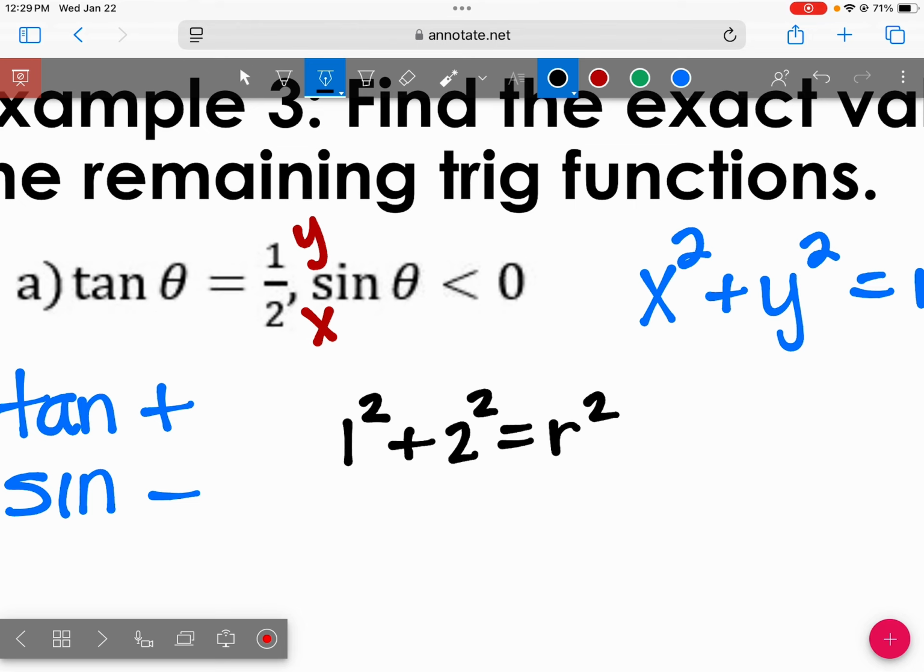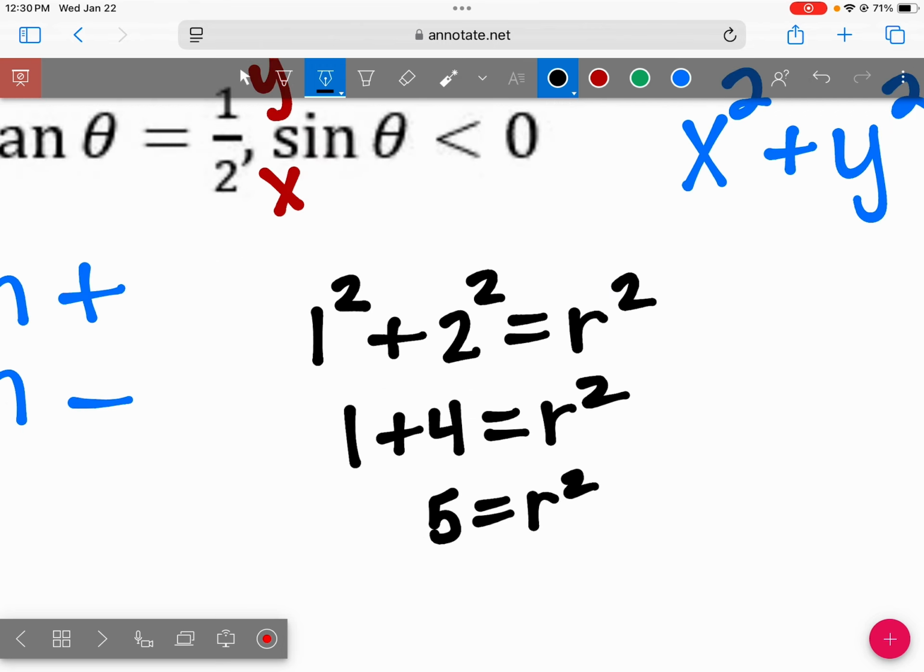That way we can find all of our ratios that you should have. You should have this glued down. So what is 1 squared plus 2 squared? 1 squared is 1, 2 squared is 4, and 1 plus 4 is 5. And we don't have to simplify that. We just know that the square root of 5 is equal to r. So now we have all 3 sides of our triangle, so we can find them all.